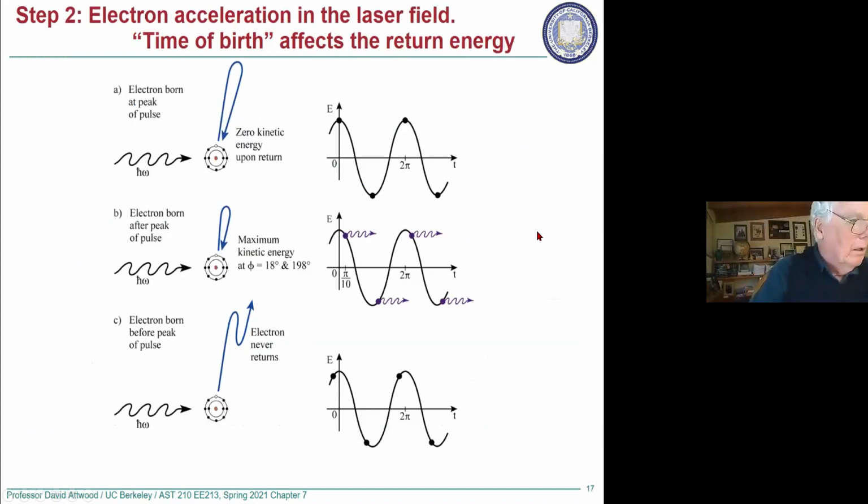Okay, where are we? So this is step 2. That was step 1, which had to do with just the tunneling process through the potential barrier. So here's step 2, which is the acceleration of the electron in the laser field. And the, quote, time of birth affects the return energy.